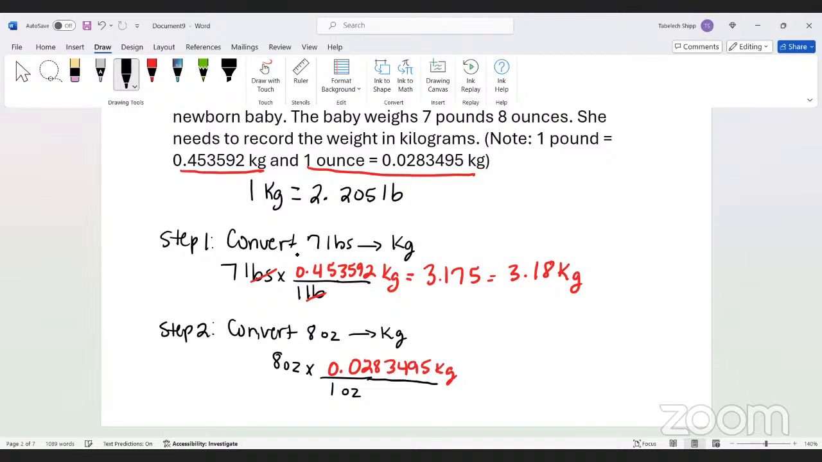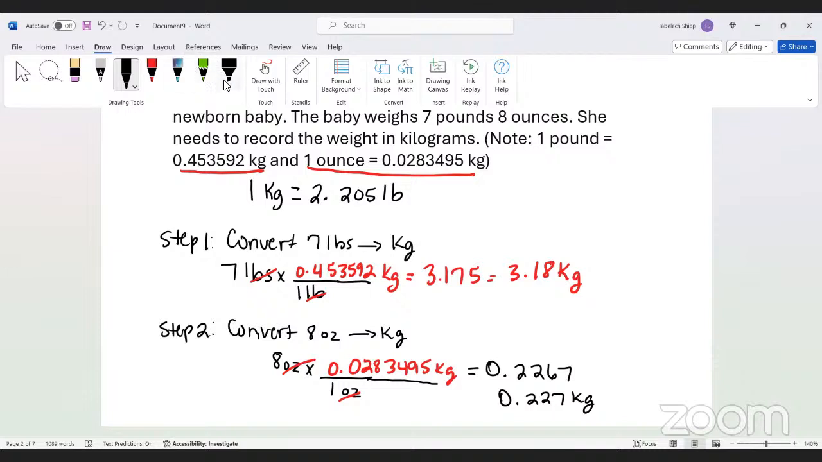So again, we're going to have to do what? Cancel out our like terms. The ounces goes away. But what we're left with are the kilograms. Okay. So again, we're going to go ahead and plug this into our calculator. 8 times 0.0283495. Okay. And that equals 0.2267. But again, we only need 3 of those numbers. So we're going to round this off to 0.227 kilograms.